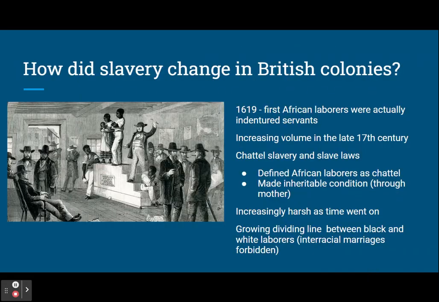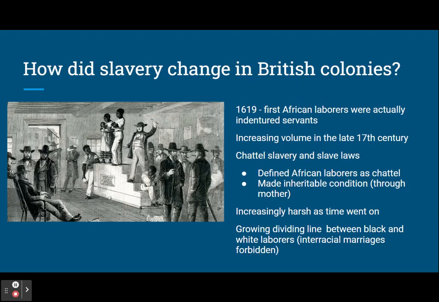Okay, so in terms of how slavery changed in the British colonies, we really already talked about this. In 1619, the first African laborers who were brought were actually indentured servants. Early Africans brought over, many of them were just given terms of indenture, like white indentured servants. And then after a certain amount of years, they were set free, and many of them became farmers themselves or took up trades. But by the late 17th century, as we've mentioned, we're seeing this increasing volume of slavery.